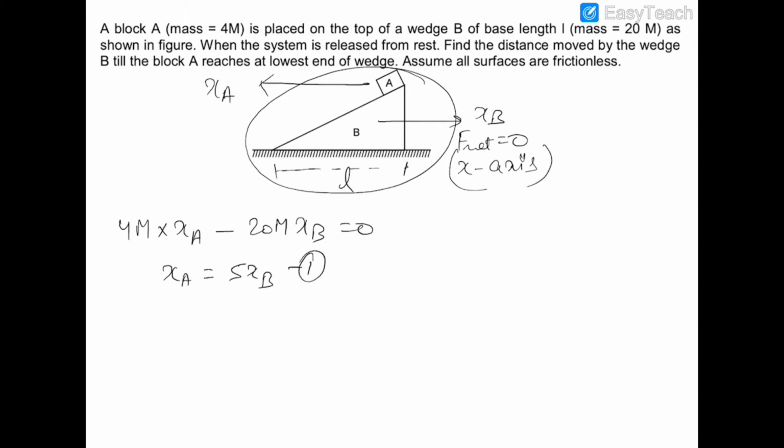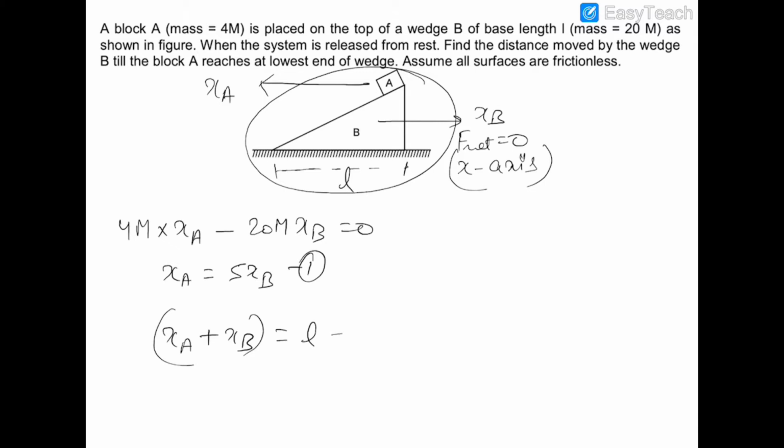Now we all know that xA with respect to xB is xA plus xB because they both are moving in opposite directions. And the distance by which this block A has been displaced with respect to the wedge is L, because in the time it moves from top to bottom, it will move by a distance of L in the backward direction with respect to the wedge. So xA plus xB is equal to L.